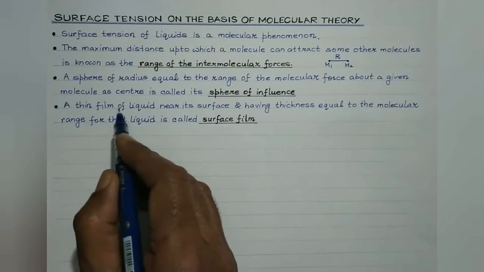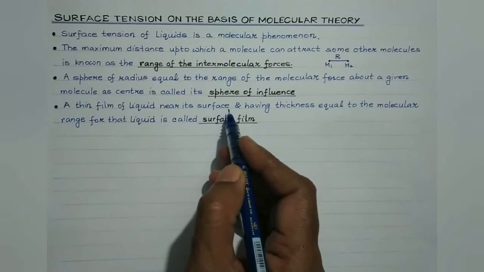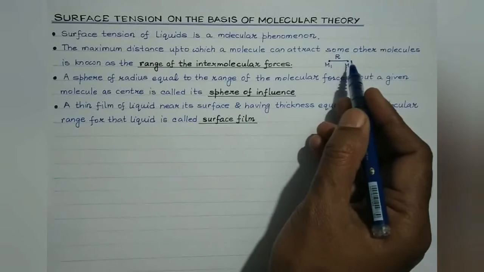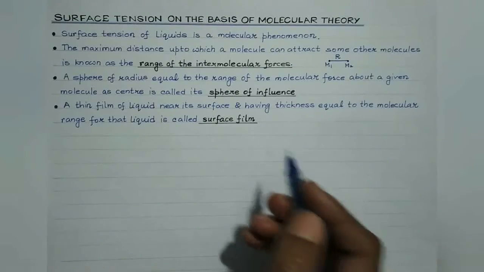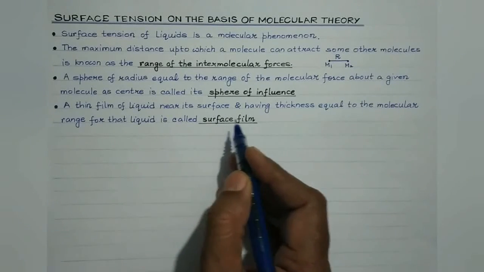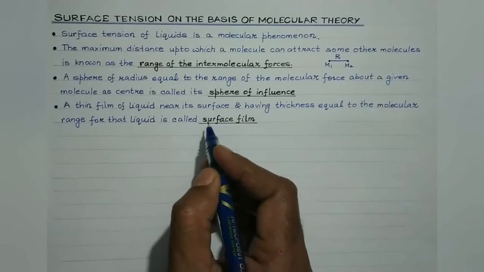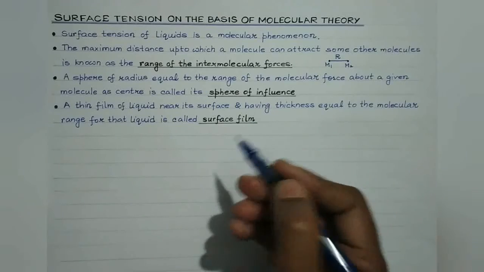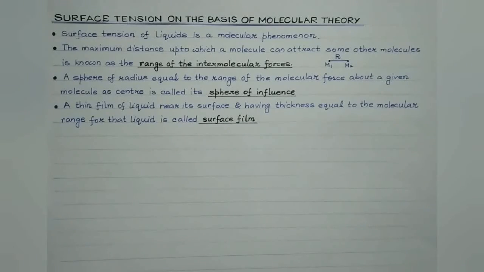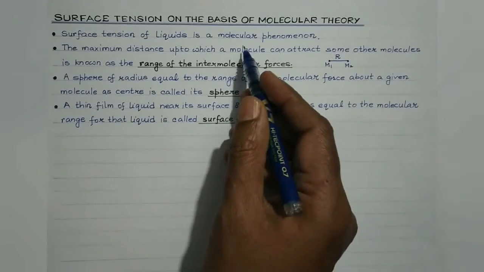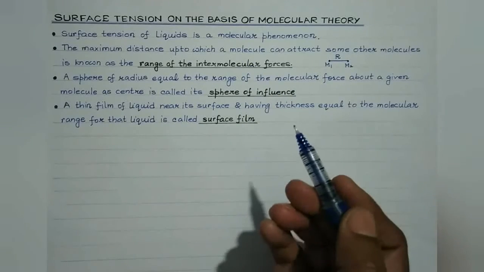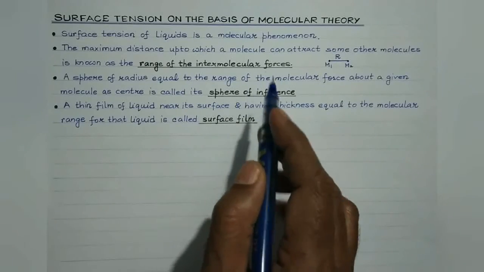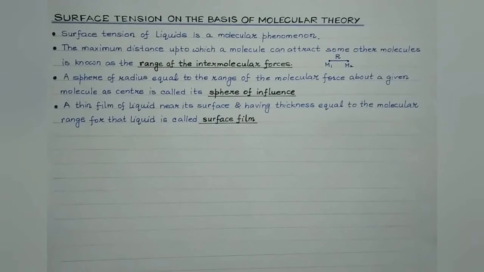And a thin film of liquid near its surface and having thickness equal to the molecular range for that particular liquid, that is known as the surface film. Actually, it is the surface film which is responsible for the phenomenon of surface tension. Now, after discussing these points, we are in a position to explain surface tension on the basis of molecular theory.